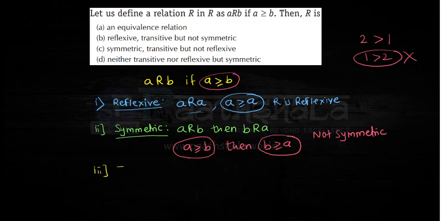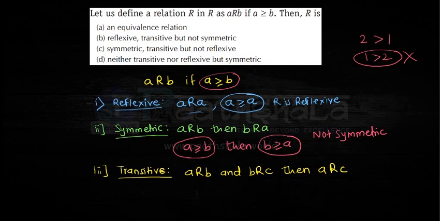The next one is transitive. A transitive relation is one where, if A is related to B and B is related to C, then there must be another pair in the relation, that is A related to C. If we consider A is greater than or equal to B and B is greater than or equal to C in the relation, then A must be greater than or equal to C. Here we can see A is already greater than B and B is greater than C.